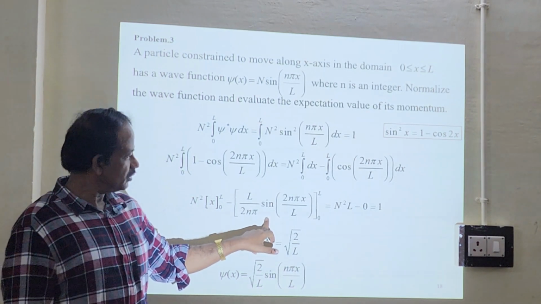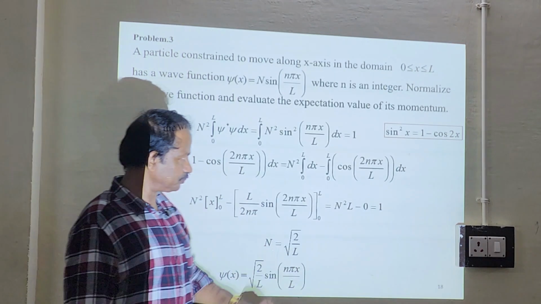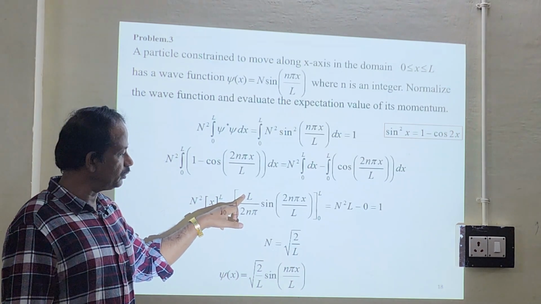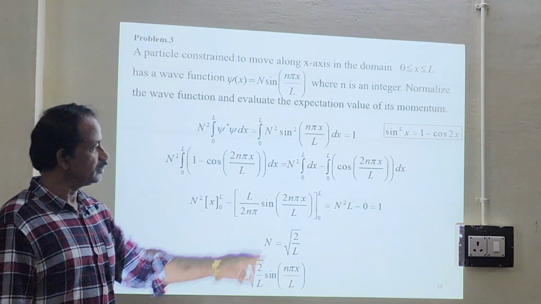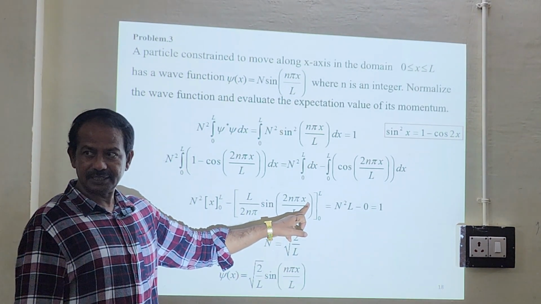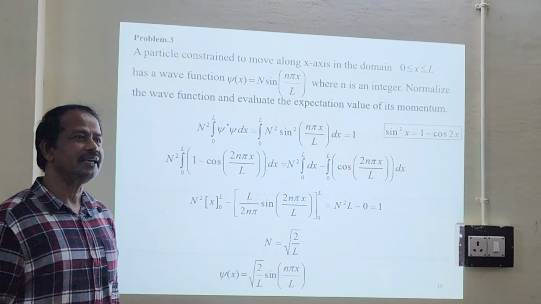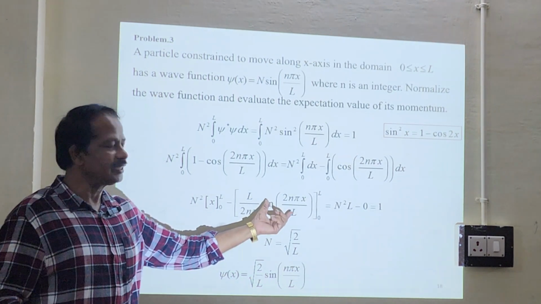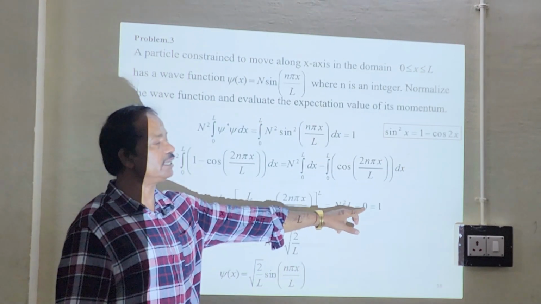And the second one, we have already integrated. We have integrated cos 2n pi x by L, divided by 2n pi by L. That will give you L divided by 2n pi, cos becomes sin, so you have sin 2n pi x by L. Now you substitute the upper limit. You have to substitute for x, correct? So L gets cancelled. Now you have sin 2n pi. Sin n pi always will be 0. Sin pi, sin 2 pi, sin 3 pi, sin 4 pi, sin n pi becomes 0. So the second term will be 0. You have the first term alone. So you have N squared L minus 0, which is equal to 1.